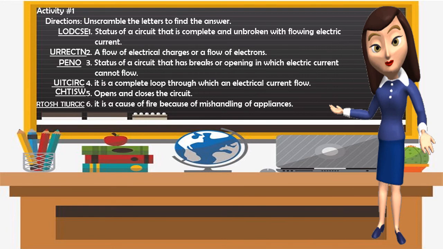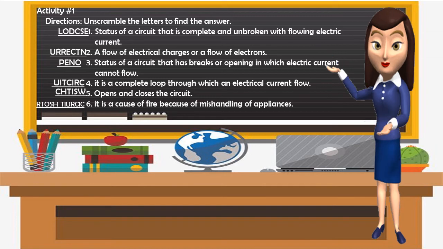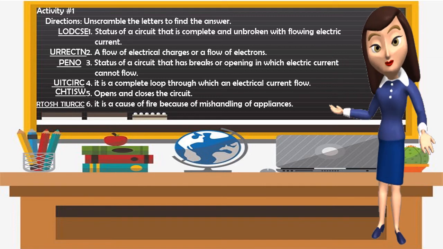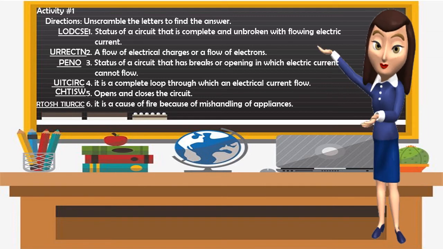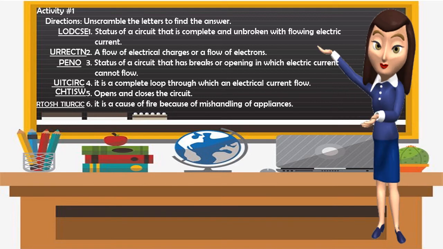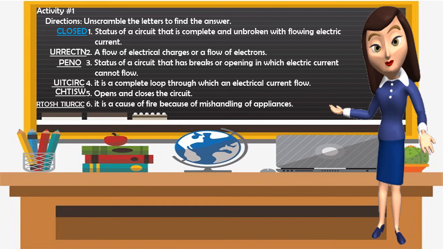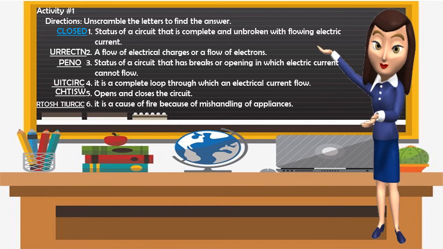Now, let's have an activity. I want you to unscramble the letters to find the answer. First, status of a circuit that is complete and unbroken with flowing electric current. What is your answer? Very good. It is a closed circuit.